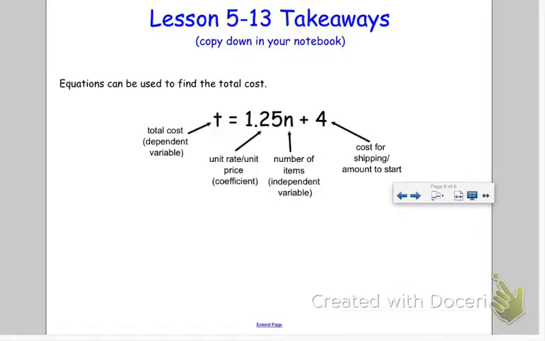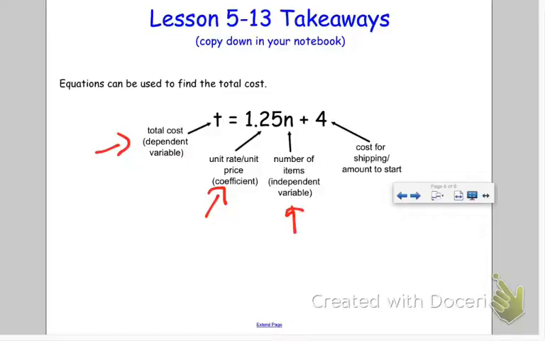So here are the takeaways, short and sweet. Equations can be used to find the total cost. And here's how it's set up. Your dependent variable is the total cost. That's the variable to the left of the equal sign. The unit rate or unit price in this case is your coefficient. That's the number that's going to stay constant because it's $1.25 for each bracelet or $1.30 for each bracelet.